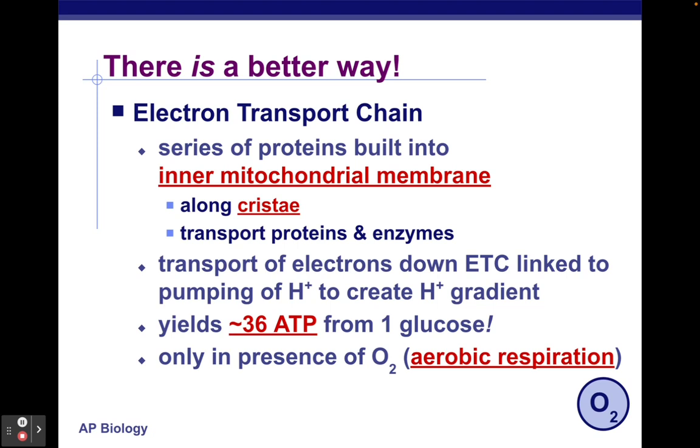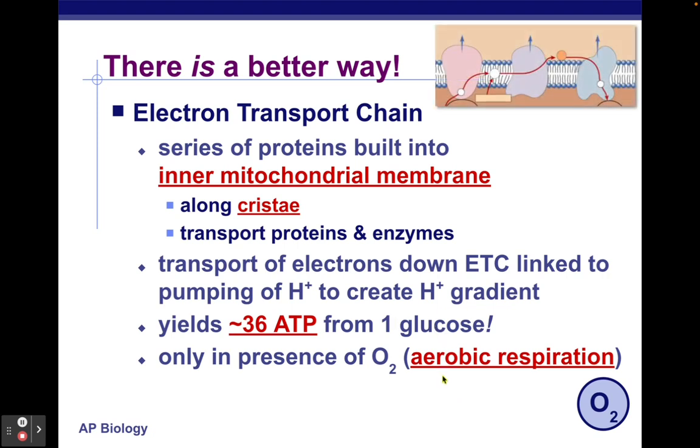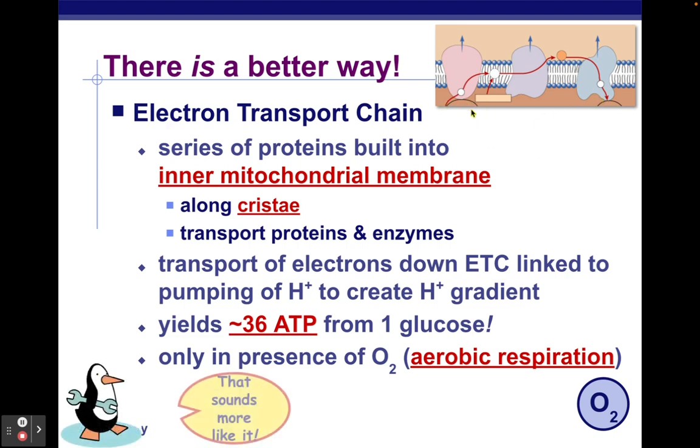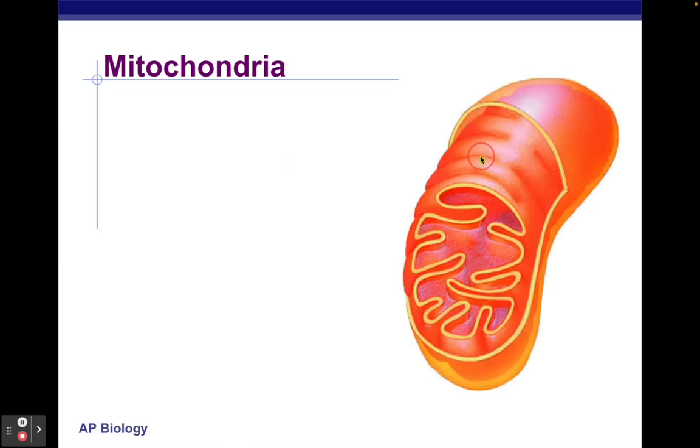Transport of electrons down this electron transport chain is linked to the pumping of hydrogen ions to create a hydrogen ion gradient. Okay. This yields a total of 36 ATPs from 1 glucose, and only in the presence of oxygen will this occur. And let's talk about why. So here's what the electron transport chain looks like. This is the membrane, the inner membrane of the mitochondria. This is our electron transport chain. Okay. So what's going to happen? I'm getting ahead of myself. All right. So our mitochondria has this double membrane.